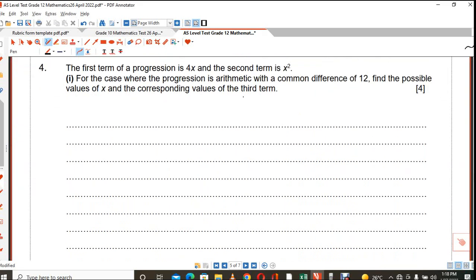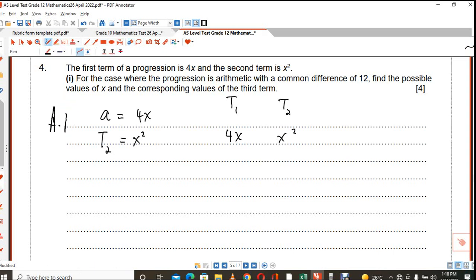The first term of a GP, oh. First of all, what type of progression is it? What is the first term? What is the second term? So, term 1, 4x, term 2, x squared. It's a GP. AB. Now, why are you saying GP?